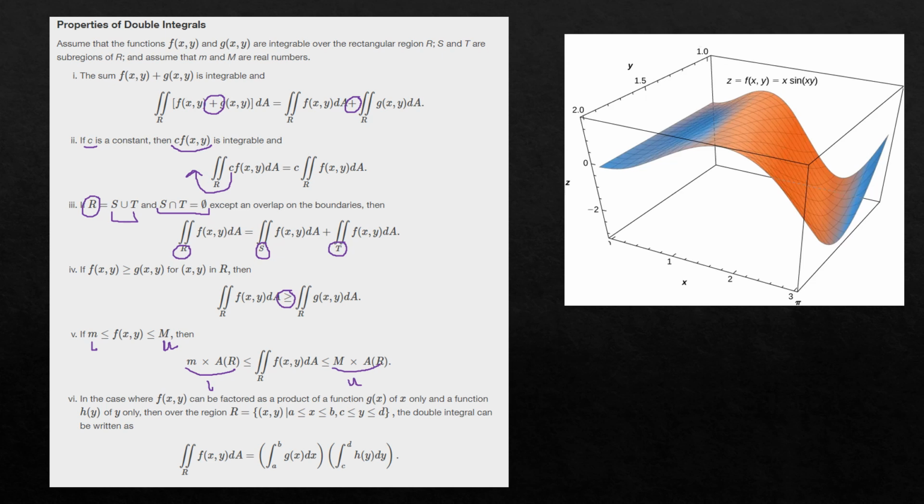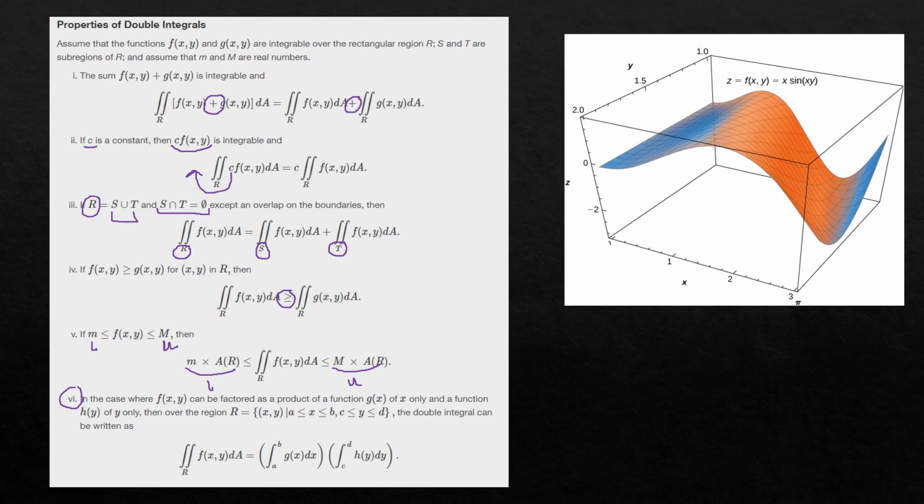In this class, I don't think we will use this rule too much. I haven't seen many problems that applied, but I think it's a good idea to at least see it once. Okay, the last property is the one that I really wanted to discuss. I think this one is useful, and this one we will be able to apply.